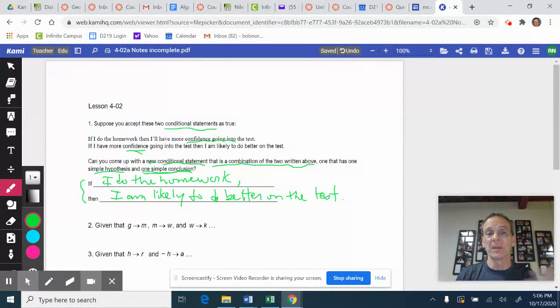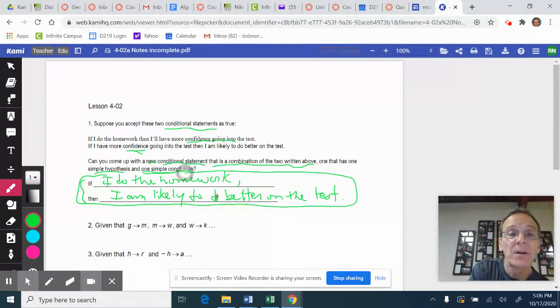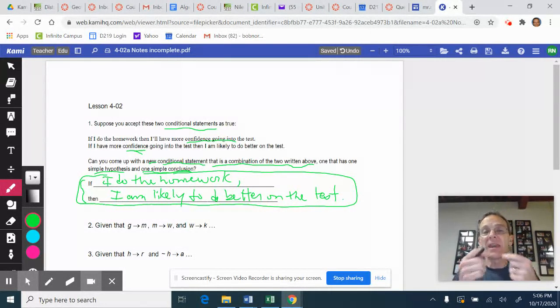Okay? And it's true. There is no evidence in this conditional statement of what it was or is that is connecting these two parts of this conditional statement. If I just showed you this conditional statement and didn't show you anything else, you couldn't possibly know that they came from two separate conditional statements where confidence was the link between those two. That information is kind of gone. It's lost. Okay.